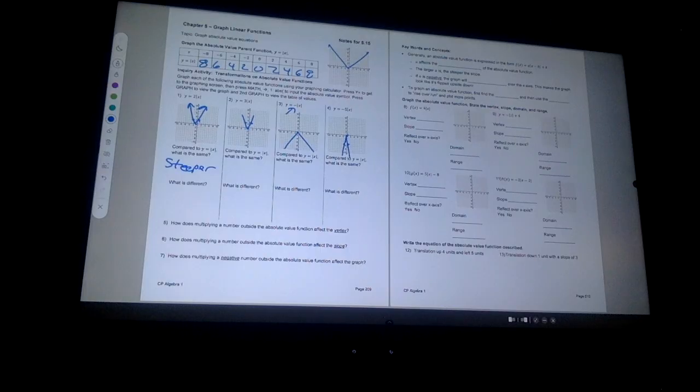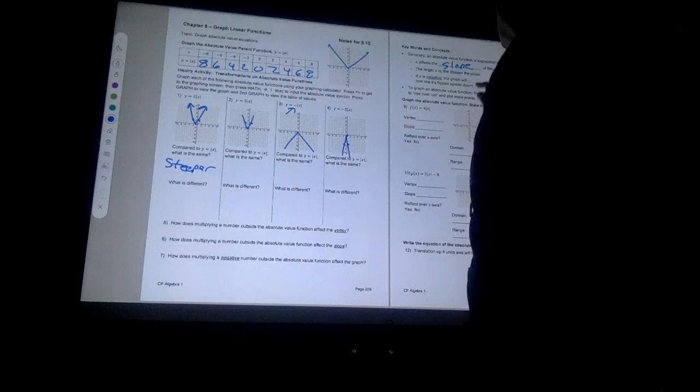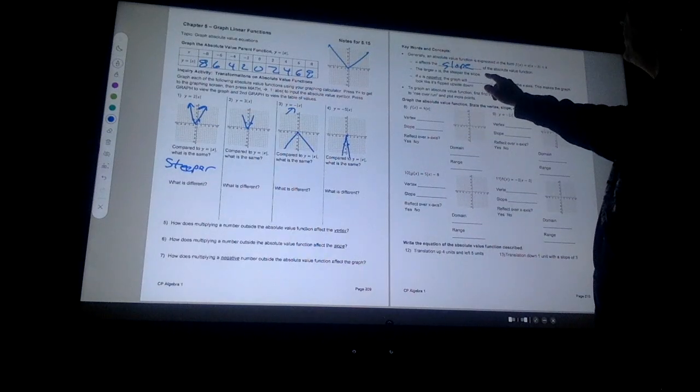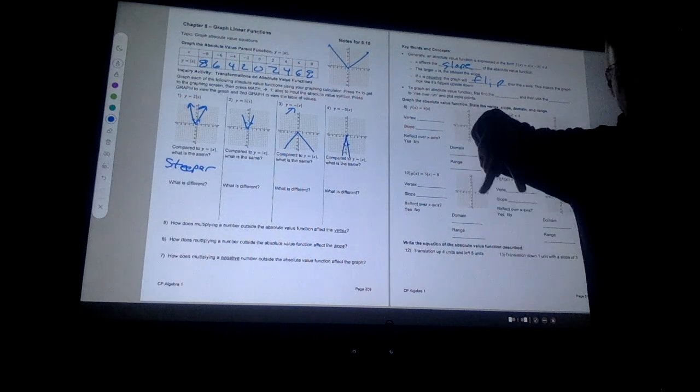Okay, keywords. Generally, an absolute value function is expressed in the form of what they have up there. A affects the slope. Okay, if it's negative, it will flip over the x-axis. So rather than opening up like this, it opens down like that.